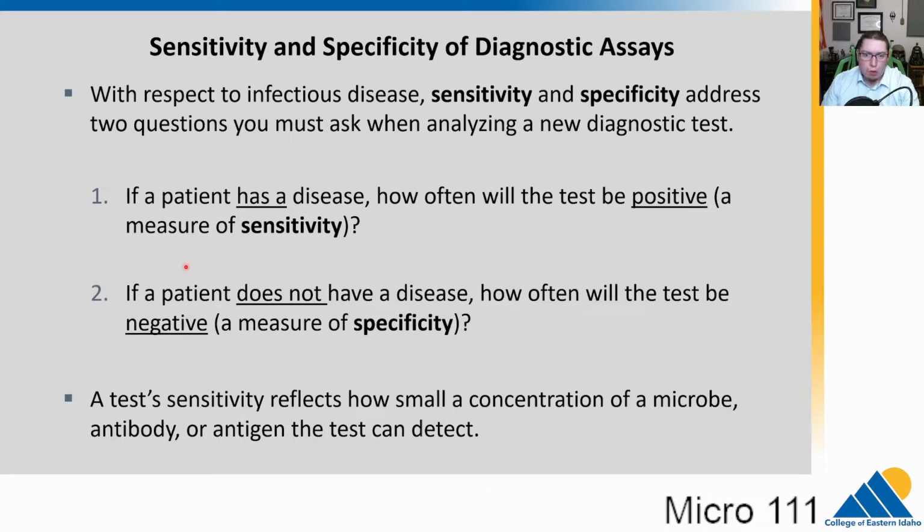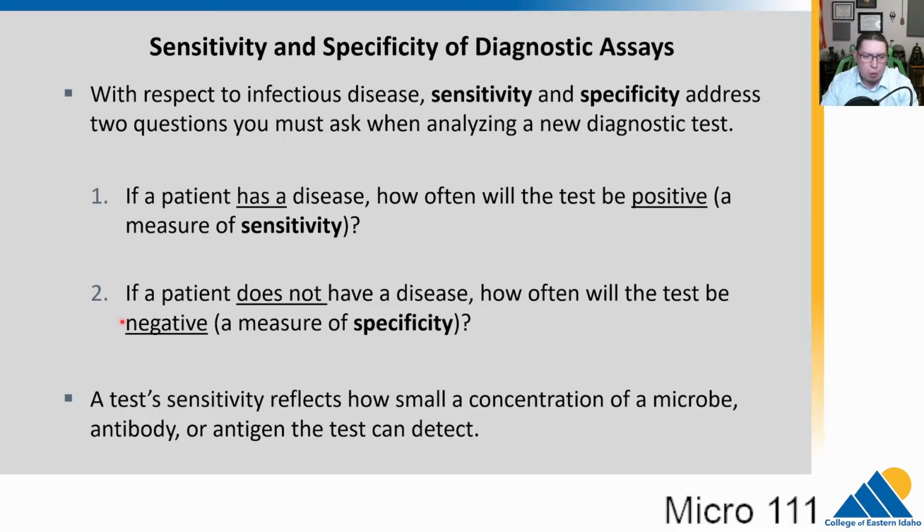For the other term, specificity, if a patient does not have a disease, how often will the test be negative? This is specificity, right? If we get a positive result when they are not infected, that is low specificity, right? So if we want to get negatives when they don't have it, 100% of the time would be 100% specificity. If only 95% of the time when people are negative, we get a negative result, that's not great. There's still 5 people that are getting a false positive in that case.